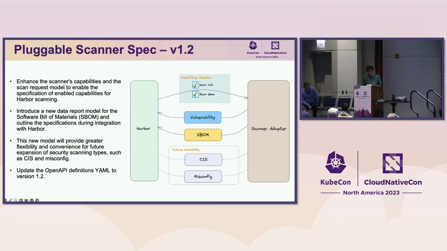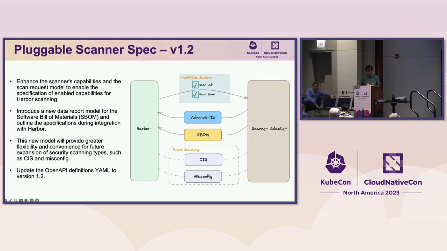Pluggable scanner spec. You may already know that Harbor currently supports Trivy as a built-in scanner to detect CVEs. In theory, Harbor has the capability to support any kind of third-party scanner. How to do this? As a scanner developer, all you need to do is implement an adapter based on the pluggable scanner spec. The pluggable scanner spec is the standardized behavior definition of a scanner. It defines how a scanner should interact with Harbor to finish the artifact scanning.